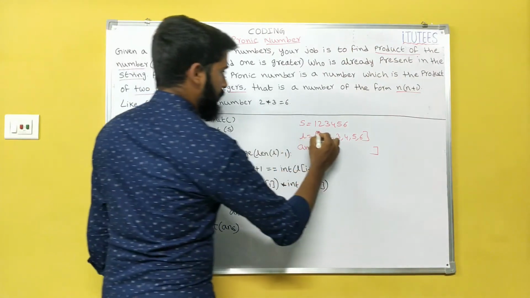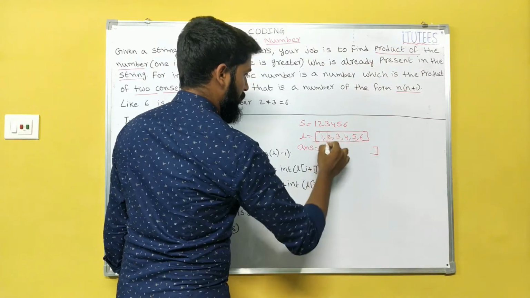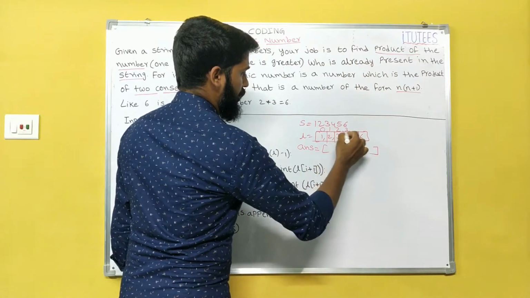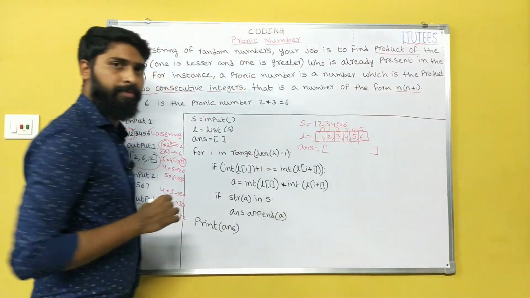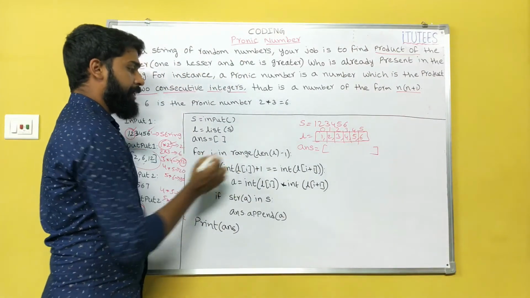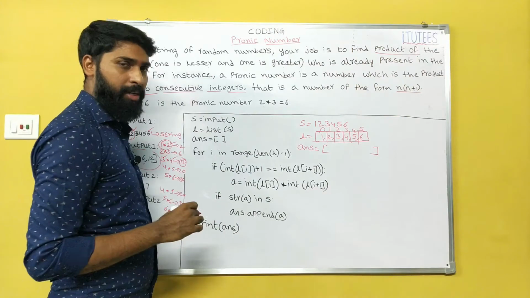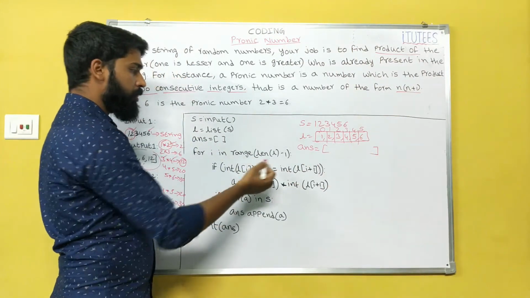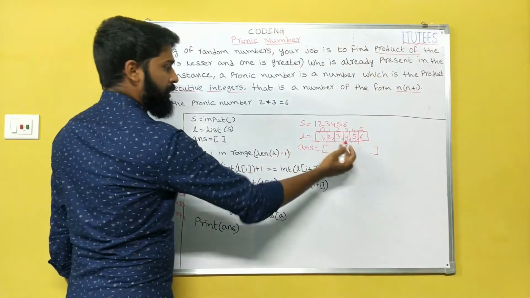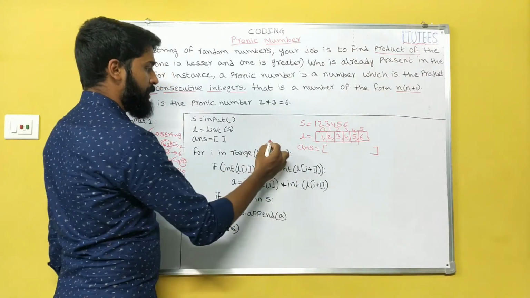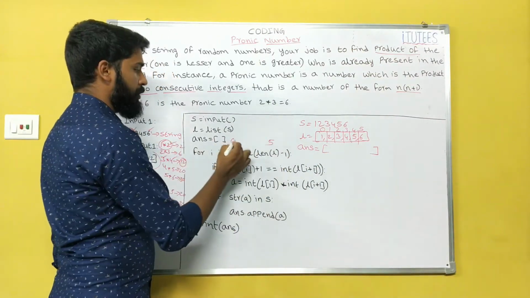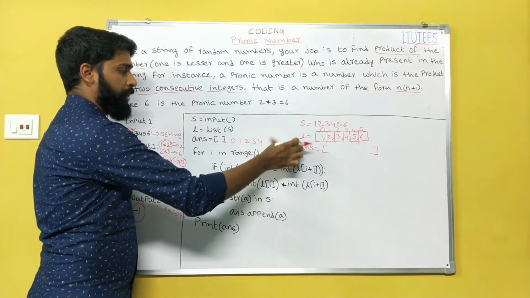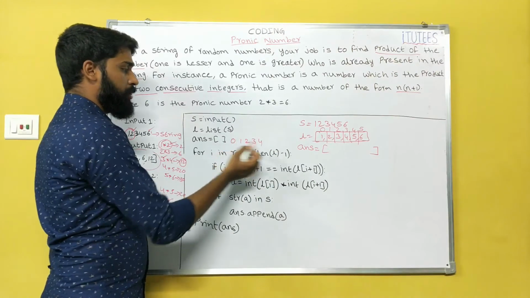Next, this is the L, with starting index 0, 1, 2, 3, 4, 5. For i in range of length of L minus 1. That means we can search up to here only. What is the length? Length is 6, and 6 minus 1 means 5. So range of 5 means 0 to 4.